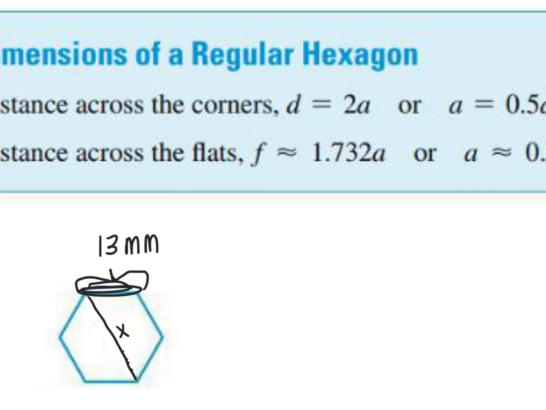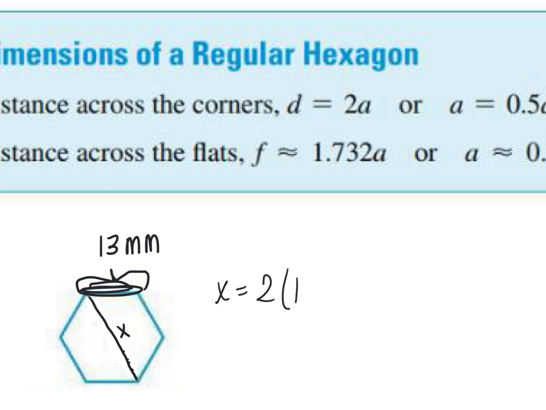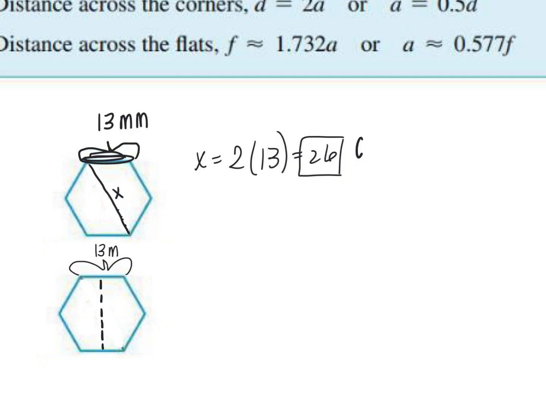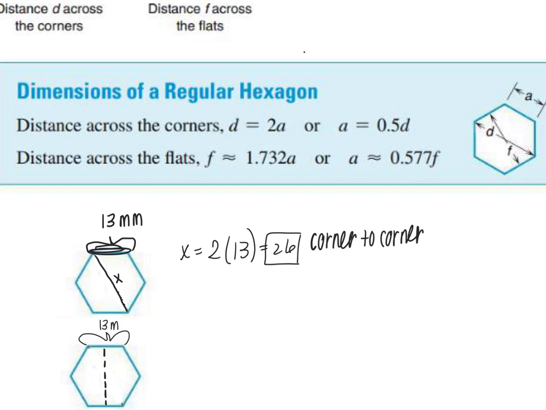So for this problem, x, or the distance, is going to be equal to 2 times 13, which is 26. So again, that distance that we just found was from corner to corner. We had a formula for that, from corner to corner.